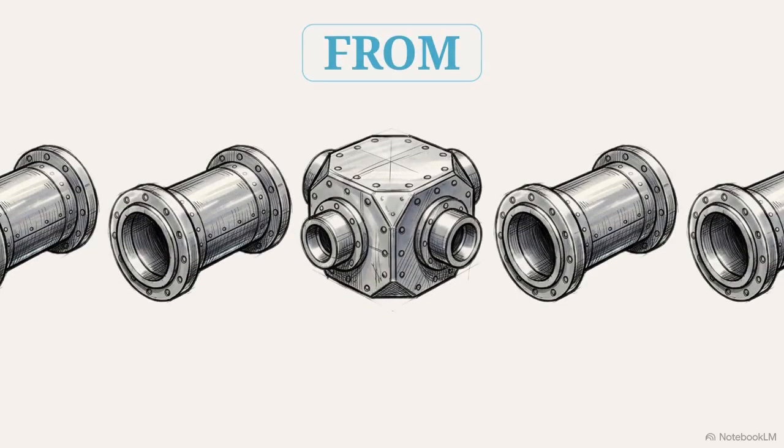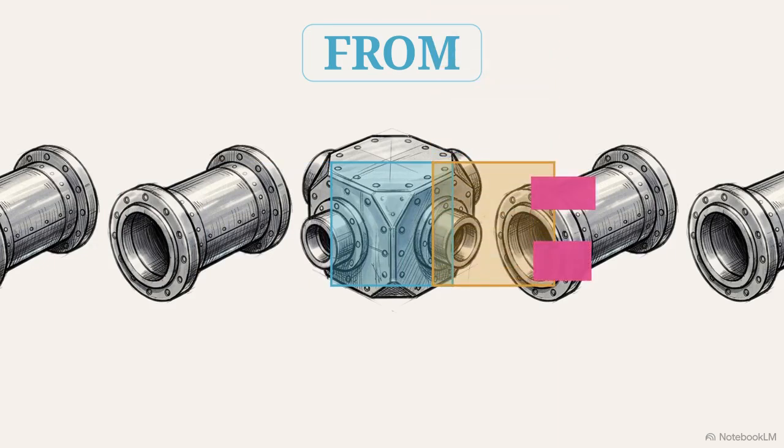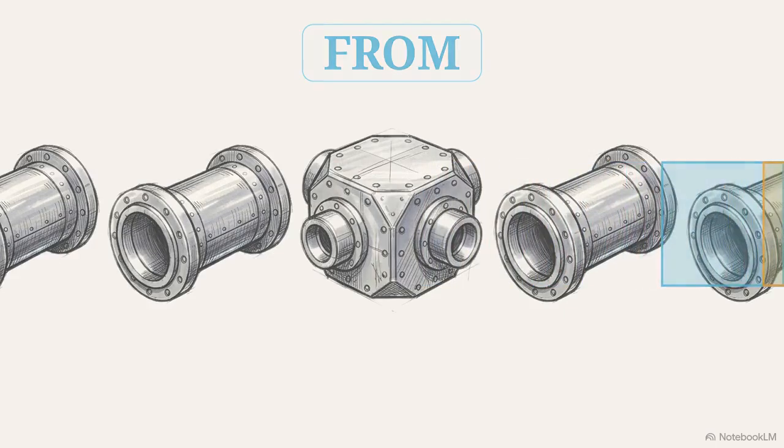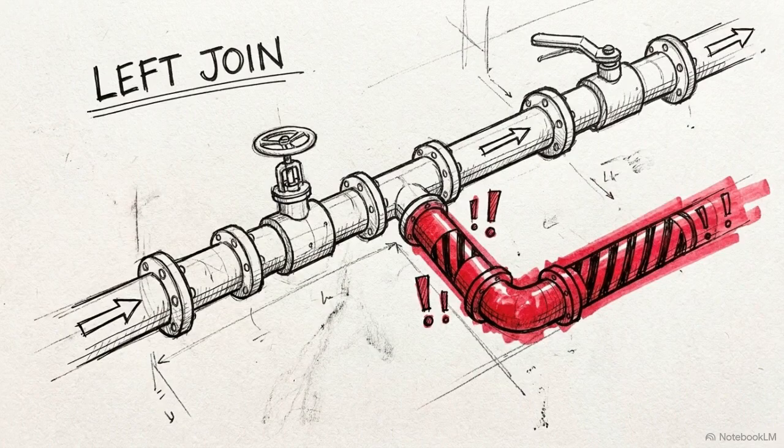Moving to the very first stage of the pipeline, the FROM clause. When you write a LEFT JOIN, your intent is to merge 2 tables while preserving every single record from the primary, left-hand table. A common developer trap occurs when you write that LEFT JOIN, but apply a specific filter to the right-hand table later in the WHERE clause.